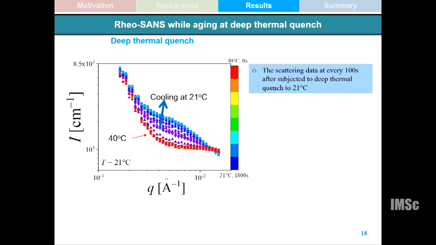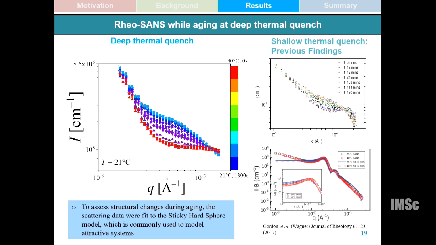So initially at 40 degree, the curves are almost on top of each other, but as we subject it to a temperature change, the intensity curves grow and gain value over here. We are not the first ones to do scattering on this system. It has already been done in the literature, but for shallow thermal quenches, and the data is reported over here from the literature. We can see that the graph is quite similar, where the intensity is gaining value with respect to time.